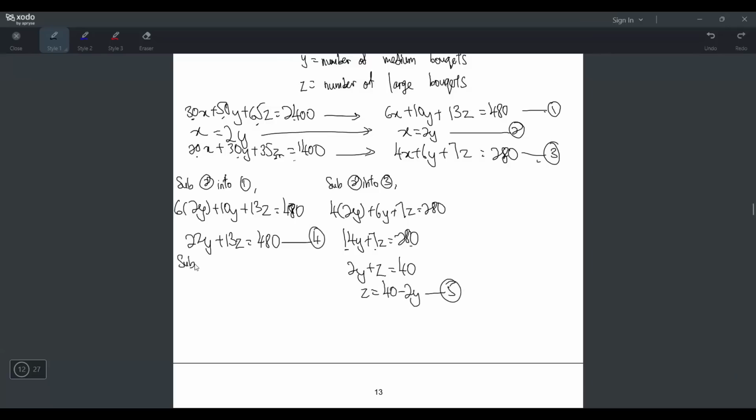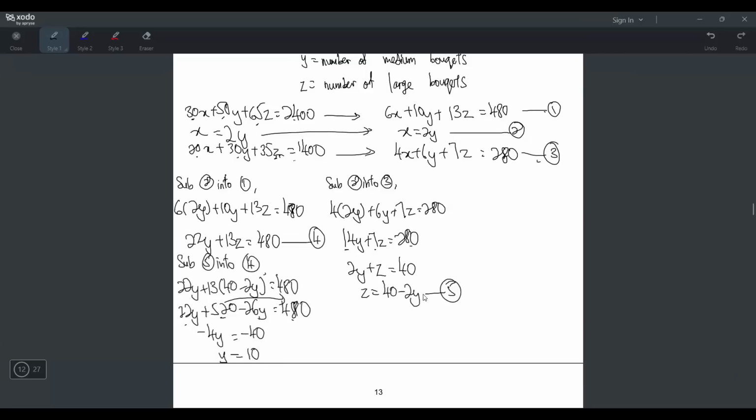So I'll just write here sub 5 into 4. And when you do that, you can get your y answer already. So it becomes 22y plus 13z, and the z you replace with this 40 minus 2y, equals to 480. Okay, now you can find y. So it becomes 22y plus 13 times 40 is 520. 13 times negative 2, negative 26y, equals 480. Y with y can do, so negative 4y. Number with number can do, but you have to make it on the same side. So what is 480 minus 520? Negative 40. You can use your calculator. So y equals to 40 divided by 4, which is 10. The negative no need to write because negative divided by negative is positive.